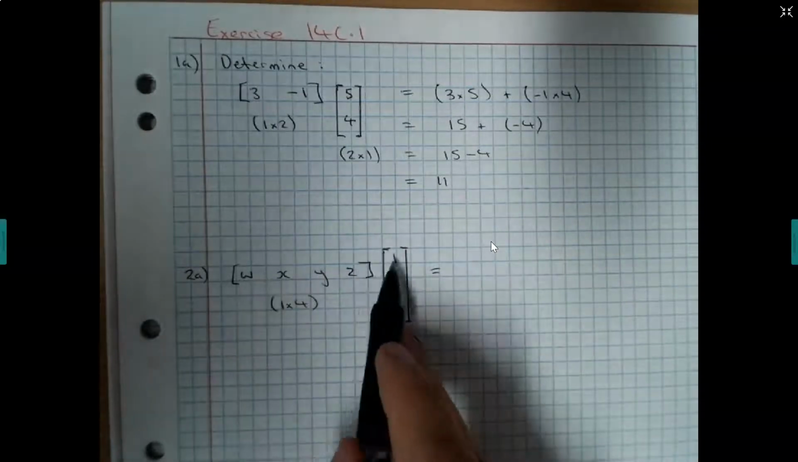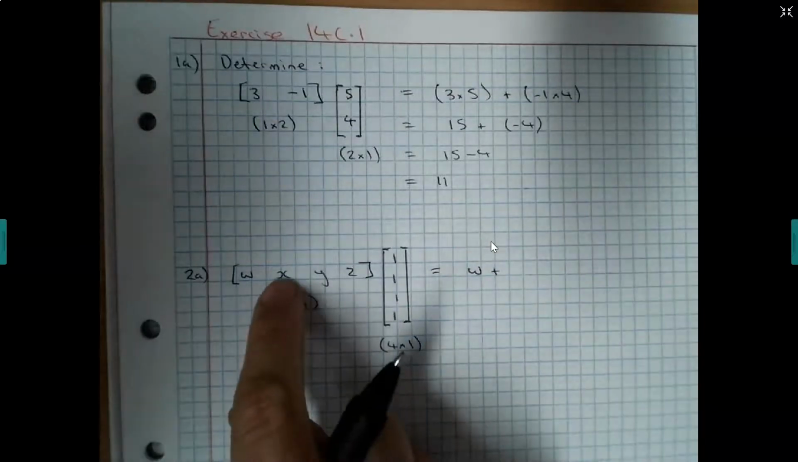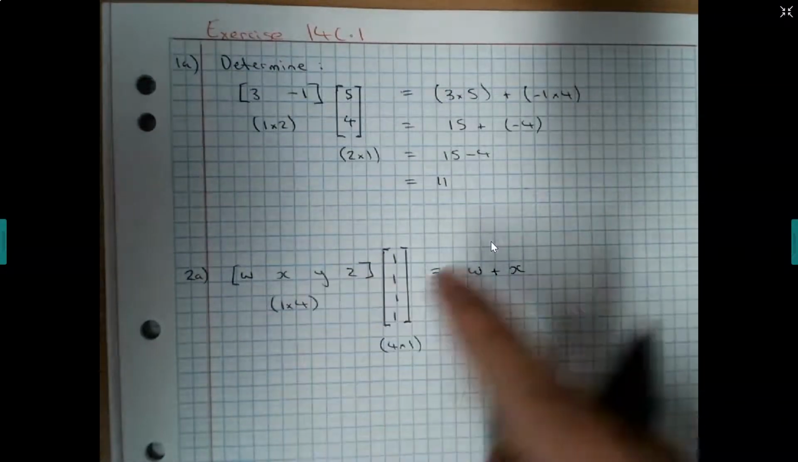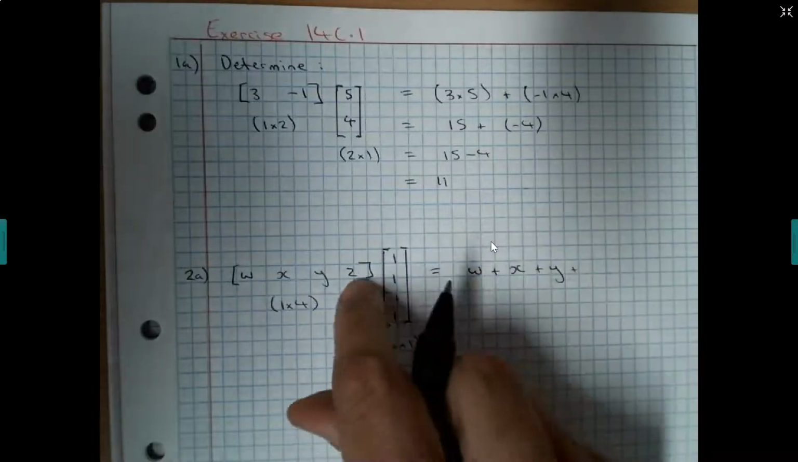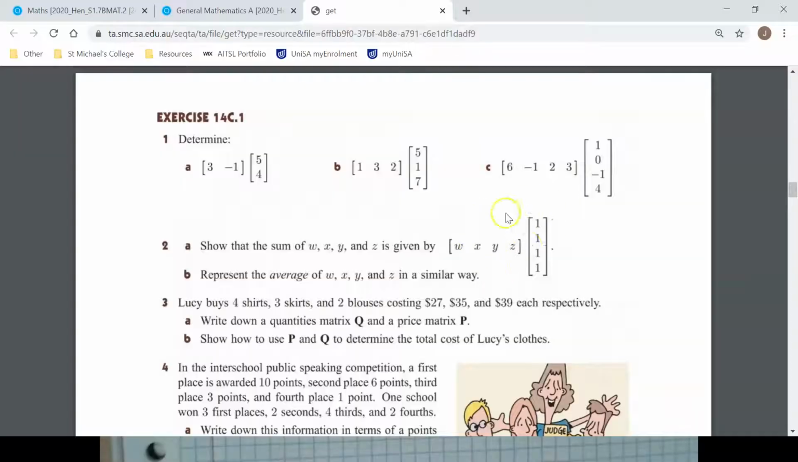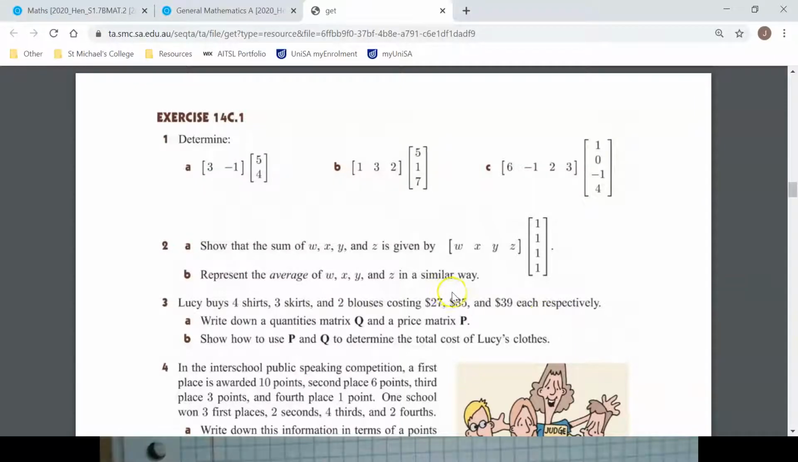So I start off by going this value multiplied by this value here. So w times 1 is just w, plus this value times this value here is just x, and y times 1 is just y, plus z times 1 is just z. So you can see that that matrix multiplication there is simply the sum of each of those values. Then part B asks us to represent the average of w, x, y, and z in a similar way. Now, to find an average of 4 values, you'd have to add up each of the values and then divide them by the number of values there are, being 4.